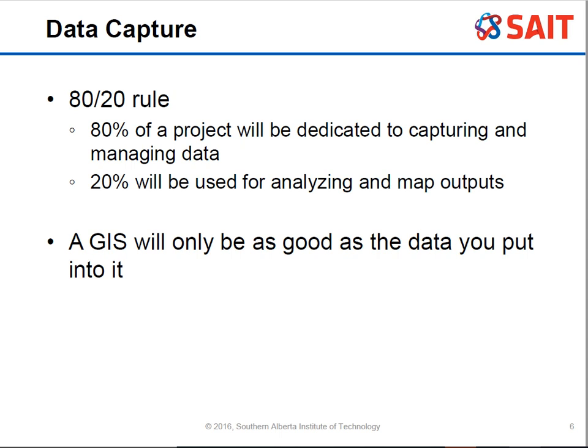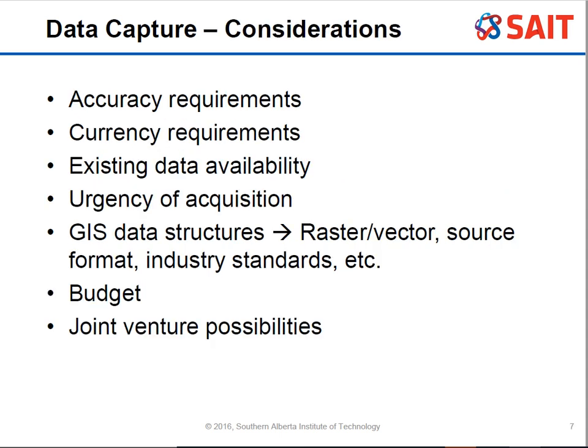We use a bit of a data capture rule. It's actually very similar to something in machine learning, if you've used that before. In data capture, you need to have an 80-20 rule, where 80% of the effort is dedicated to capturing and managing the project, and 20% is actually analyzing. In machine learning, 80% is to develop and create it, and then 20% is to test it, right? So the same idea here. A GIS is really only as good as the data you put into it. Garbage in, garbage out. That's what you end up with.